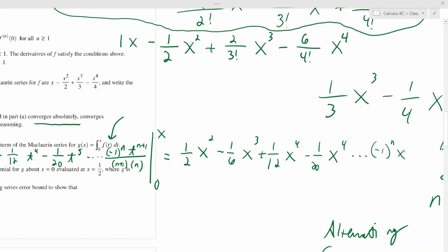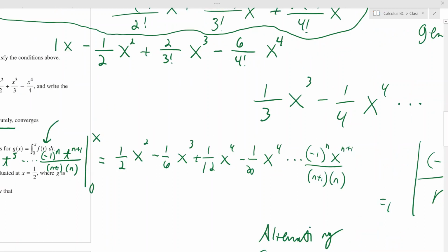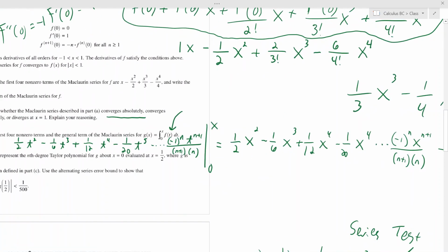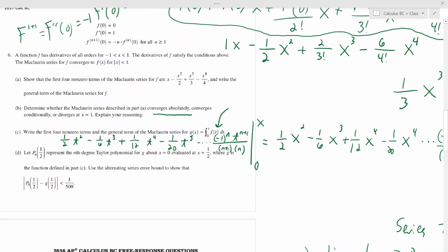Negative 1 to the n, x to the n plus 1 over n plus 1 times n. Look at all this fun. And then basically you're going to do minus 0 there, right? Because you have to plug the 0 in as well. But that just goes away. Okay? So that's part C. That's all they want you to do there.